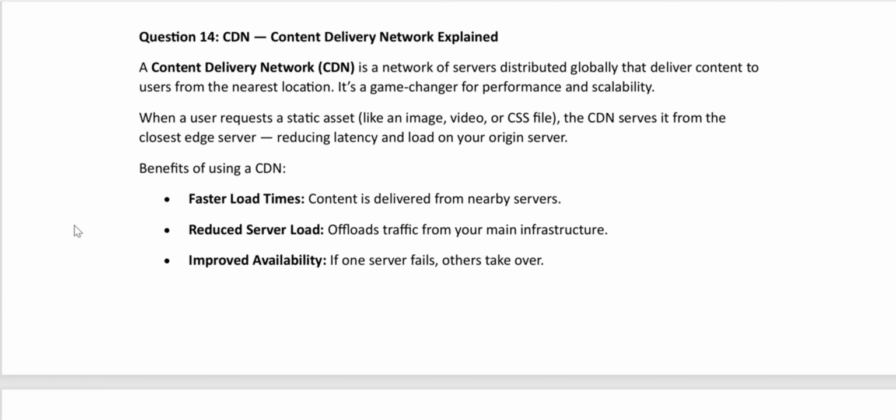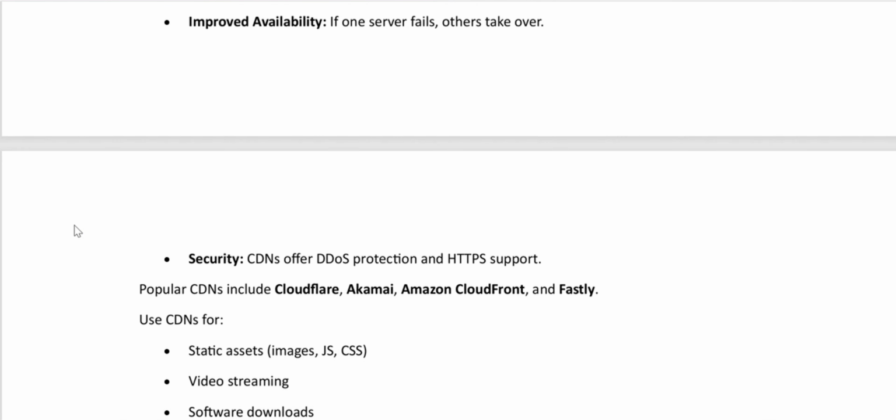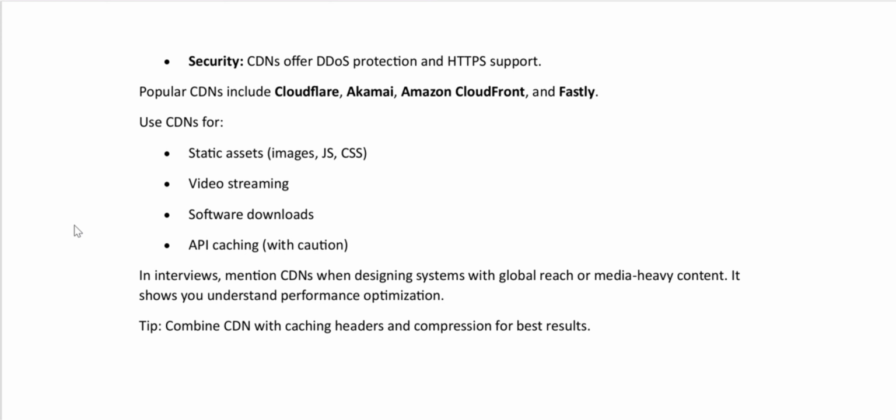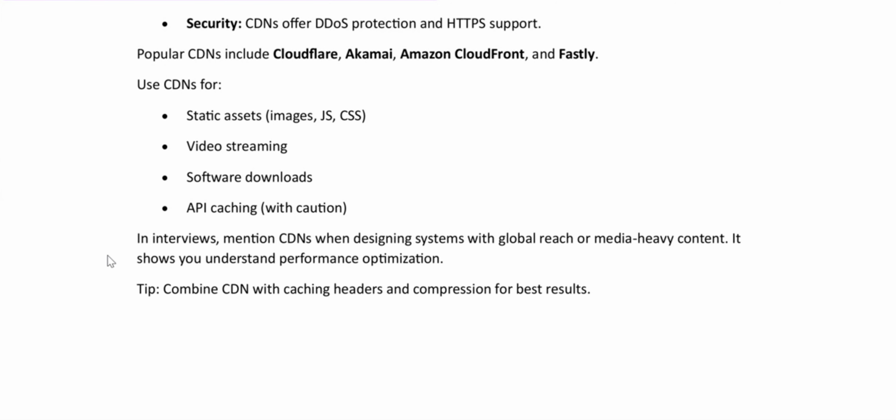Benefits of using a CDN: faster load time, content is delivered from a nearby server. Reduce server load, offload traffic from your main infrastructure. Improve availability. If one server fails, others take over. Security. CDNs offer DDoS protection and HTTPS support. Popular CDNs include Cloudflare, Akamai, Amazon CloudFront, and Fastly. Use CDNs for assets like images, CSS, video streaming, software downloads, and API caching.